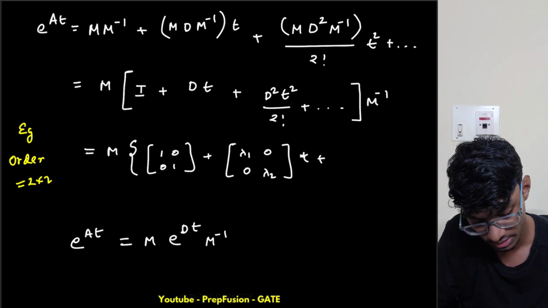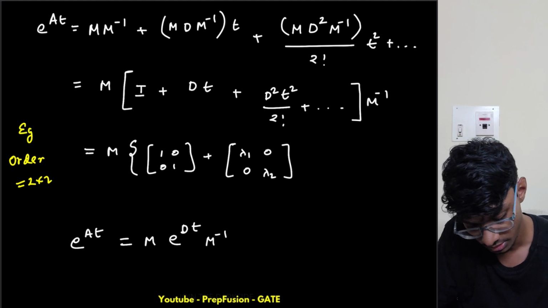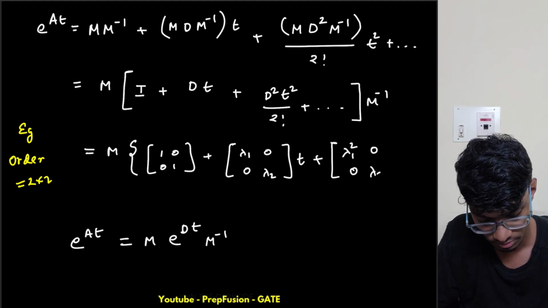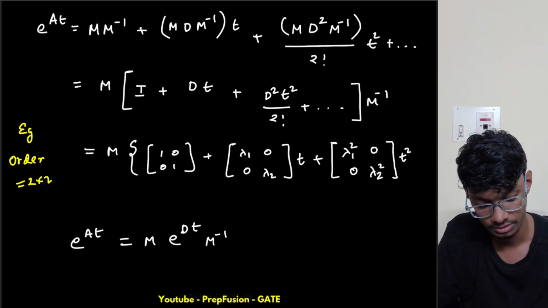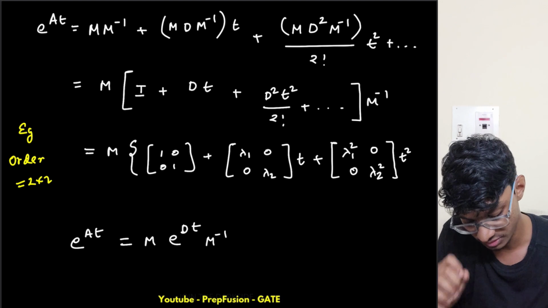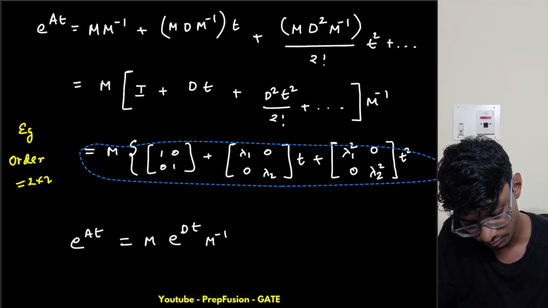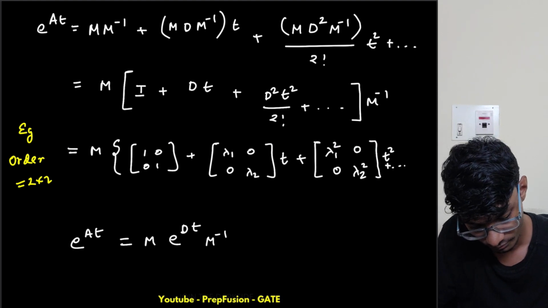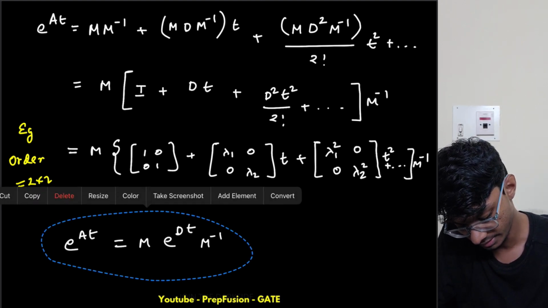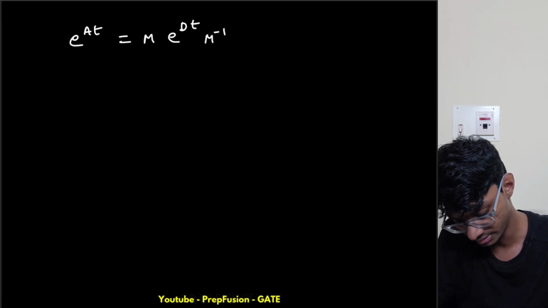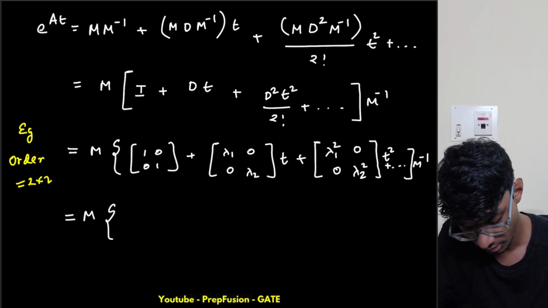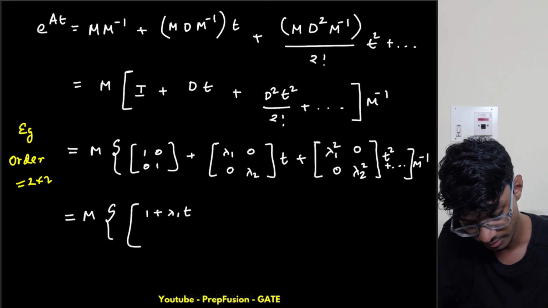Now plus, this is the more interesting part: lambda 1 squared, 0, 0, lambda 2 squared. This is t squared. So if I square a diagonal matrix, only the diagonal elements get squared, and the other elements remain 0. So this is the simple property that we'll make use of. Here's the inverse. Now I can again expand this into a single matrix. This is 1 plus lambda 1 t, because t is getting multiplied over here.